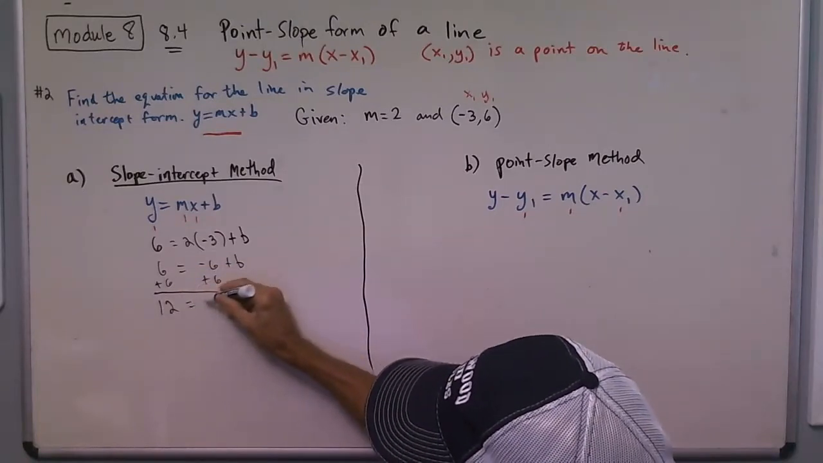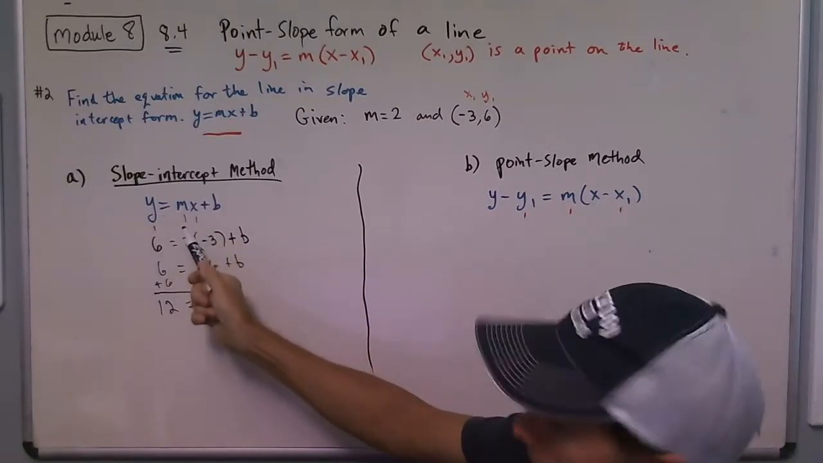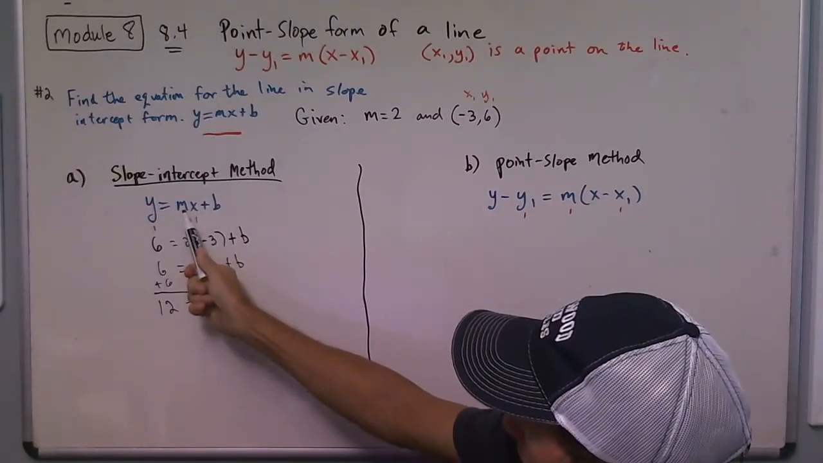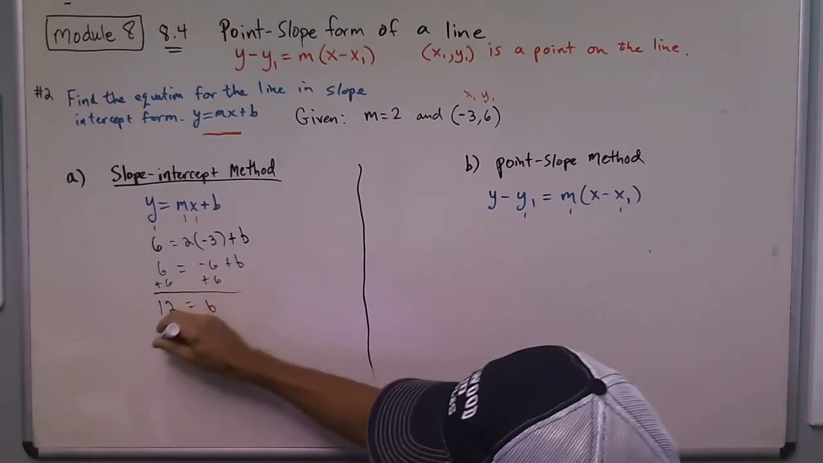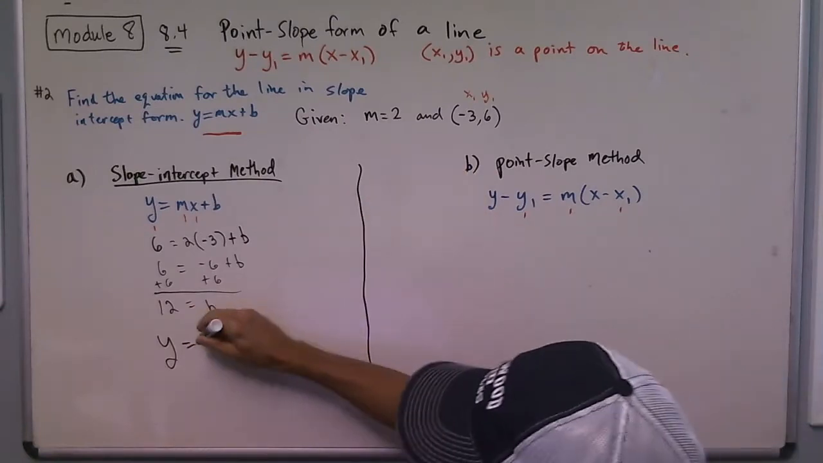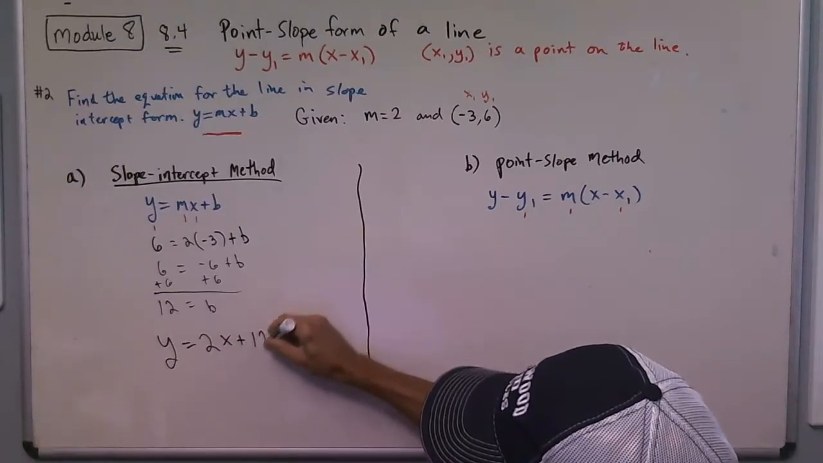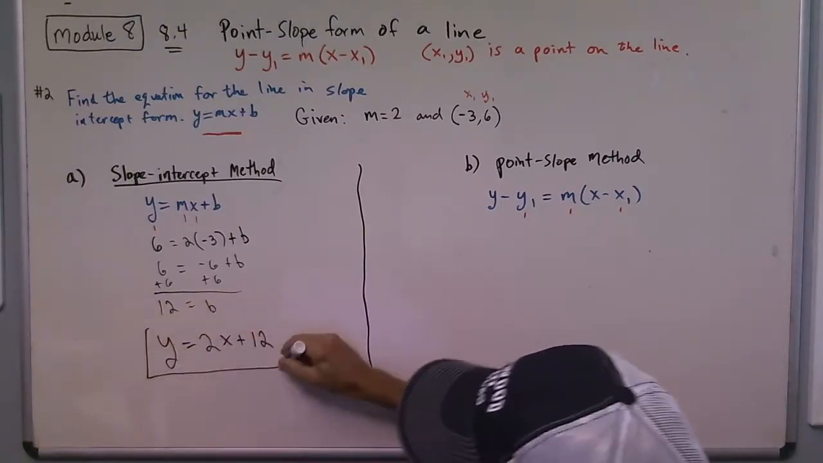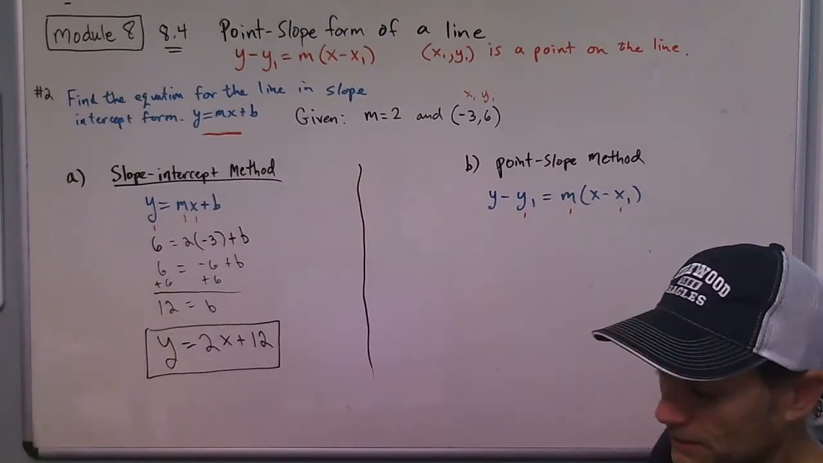So now that I have this, I know to write the equation of the line, the final product or form has to have the m value and the b value filled in. So I'll write y equals 2x plus 12. And that's the equation of the line in slope-intercept form. And that's the form I needed to end in.